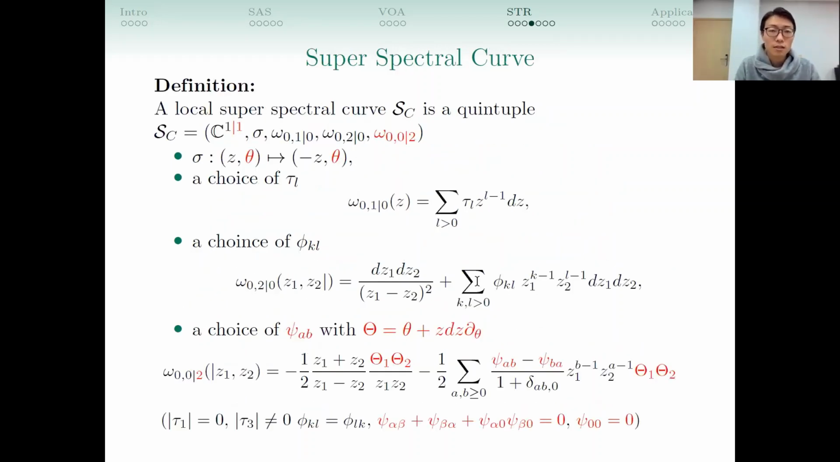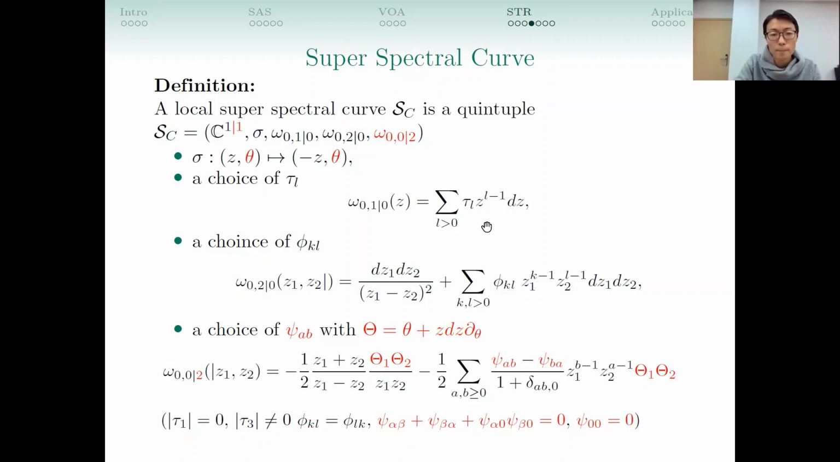All right, so now the definition of a local super spectral curve. And I really have to emphasize that this is a local super spectral curve. We do not have a very good understanding of global super spectral curves yet. So a local super spectral curve is a quintuple that comes with a super disk and an automorphism acting on it. It just swaps the sign of z. This is just the definition of sigma. We define this operator. And you have the choice of tau, which defines omega 0,1 of the topological recursion.